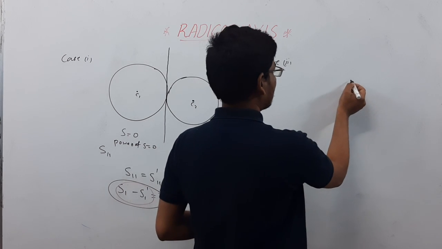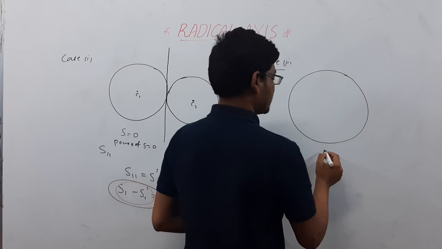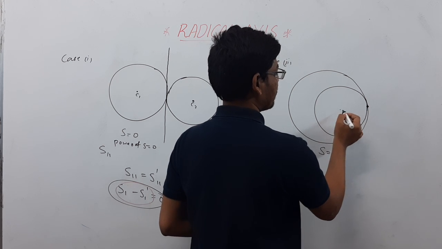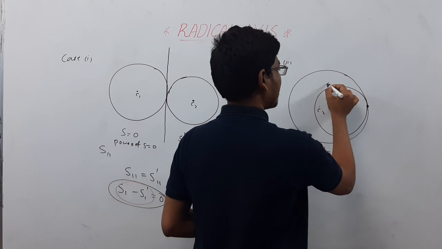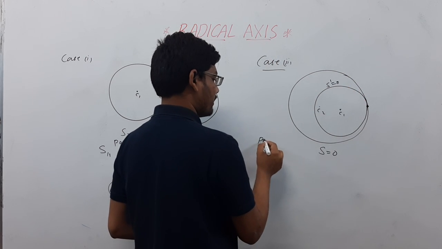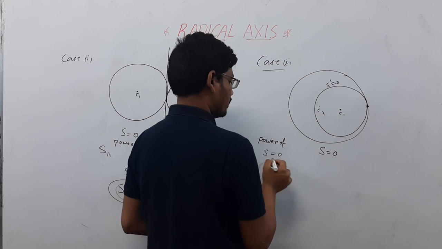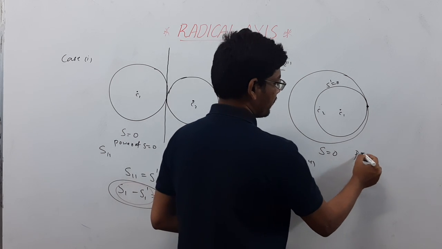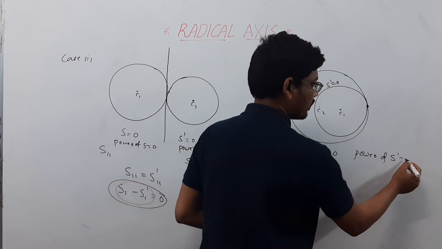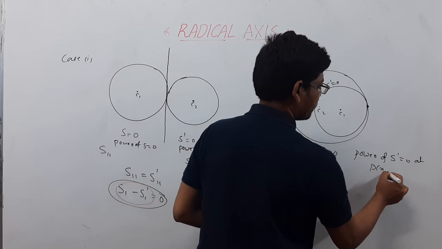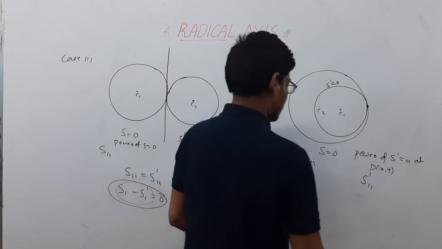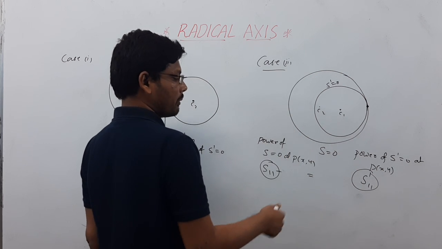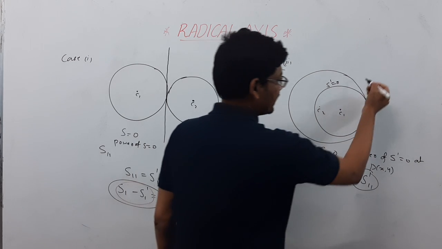Case number 2 here. If you take two circles touching internally, this is one circle, S is equal to 0, and I am taking one more circle touching at one point, that is S dash is equal to 0. This circle has center C1 and center C2. The power of S at the point P(x, y) is S11, and the power of S dash at P(x, y) is S dash 11. If these two are equal, then the locus of these points is called the radical axis.